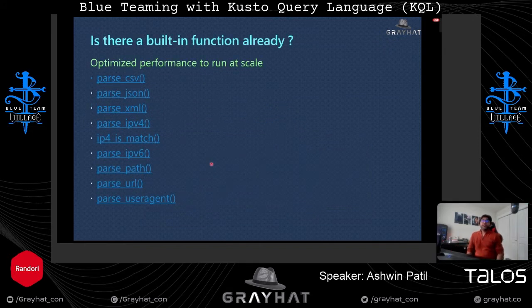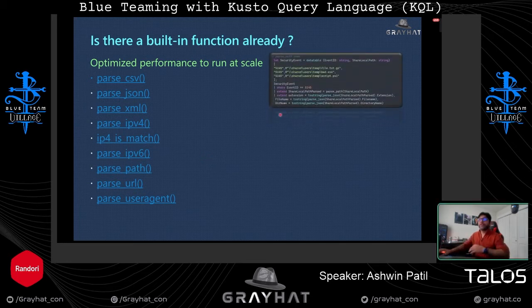The next thing is, before writing your own function, just check if KQL has a built-in function already for that. The built-in functions are always optimized for performance to run at scale. So this is the first example, parse_path. This will help you parse the file name and extract certain details. Anytime you want to extract a file name, extension, or directory name, these are the operators you can use. The parse_path will convert into JSON, and then you can access the elements.